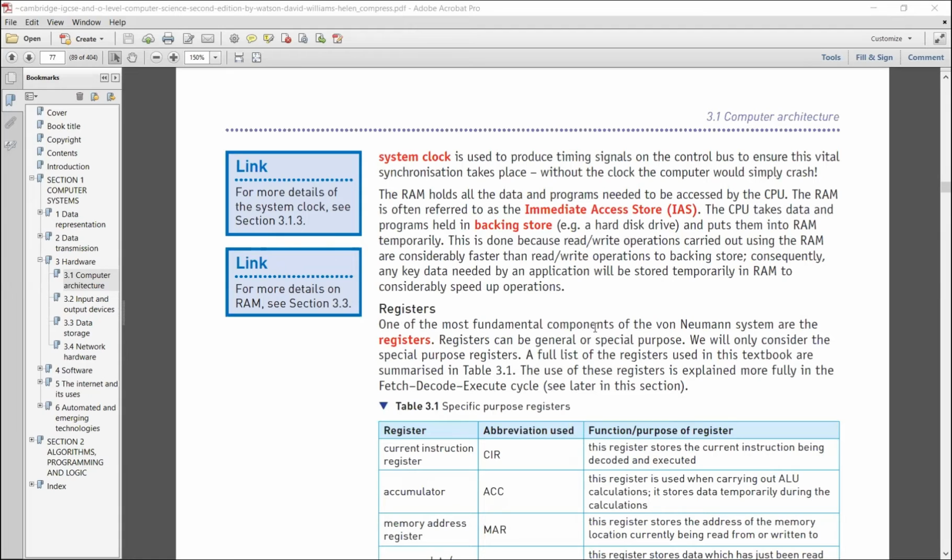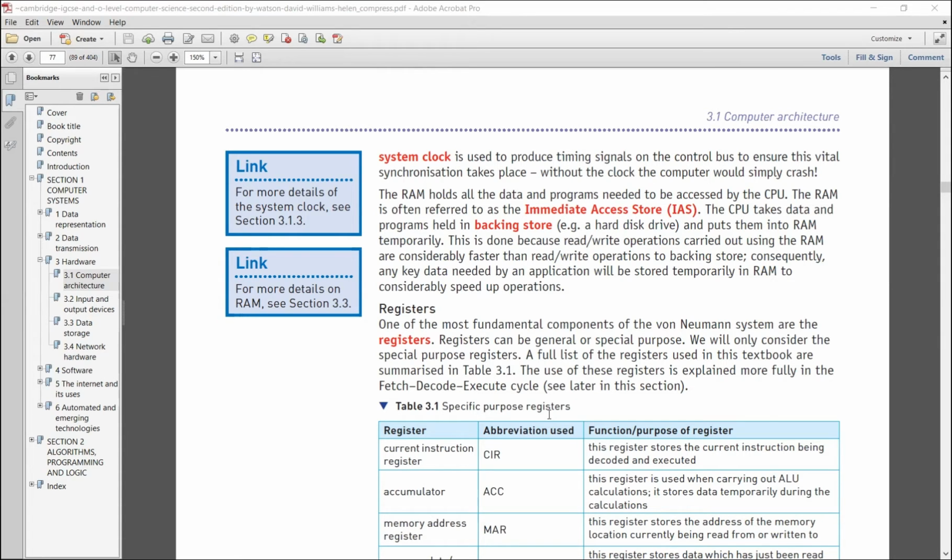Then you need to know one more thing, and that is RAM, which we already know. But another name for RAM is IAS. So if a question comes in the paper asking what is IAS, don't get confused. It's the same as RAM. It's another name for RAM.